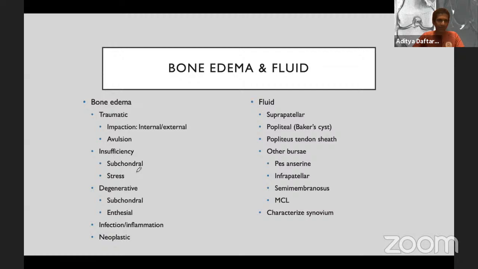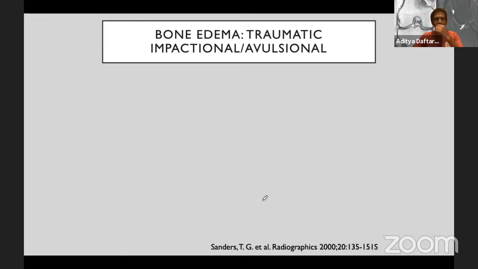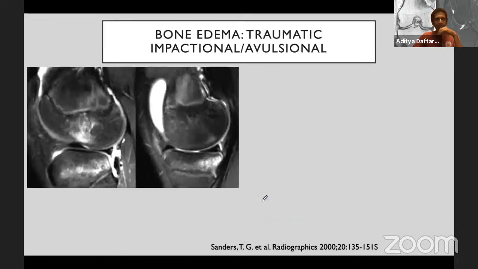We'll talk a little bit about subchondral insufficiency fractures and stress. We'll talk about degenerative bone marrow edema, and maybe we'll touch on infection and inflammation. And then finally, we'll talk about fluid, what is normal, abnormal, and what we should do with fluid. So let's look at traumatic bone marrow edema.